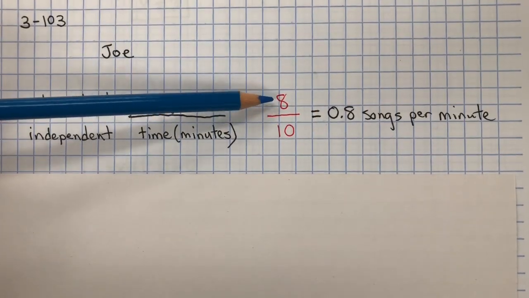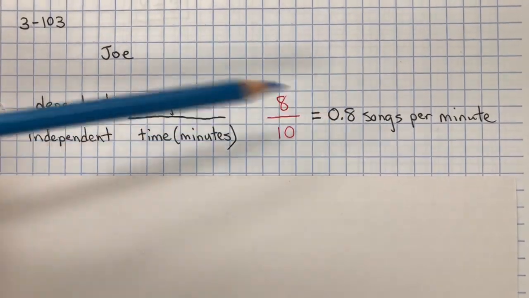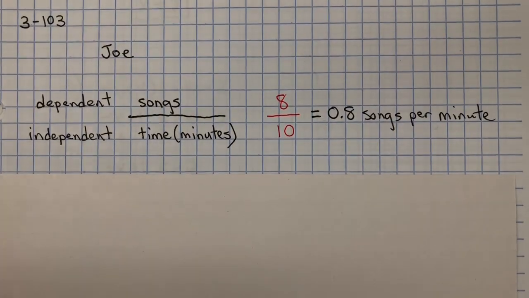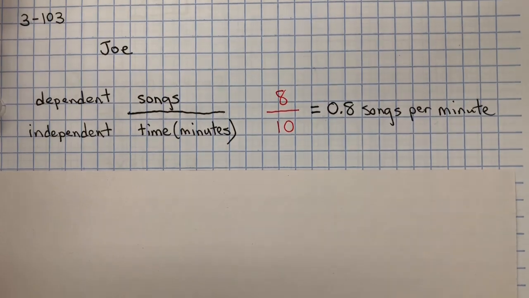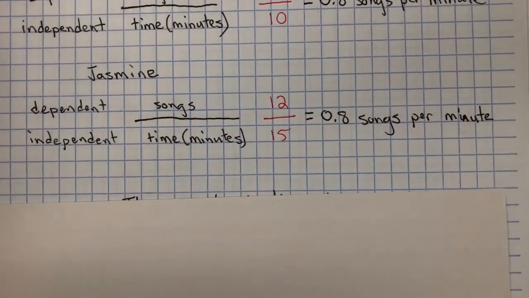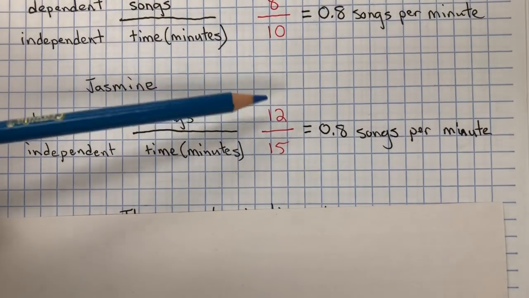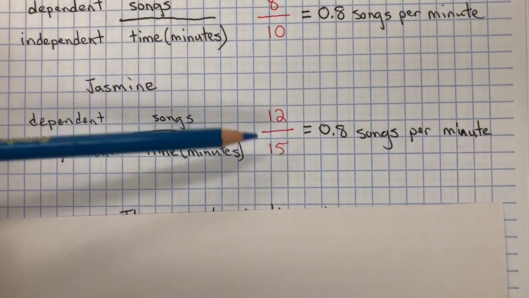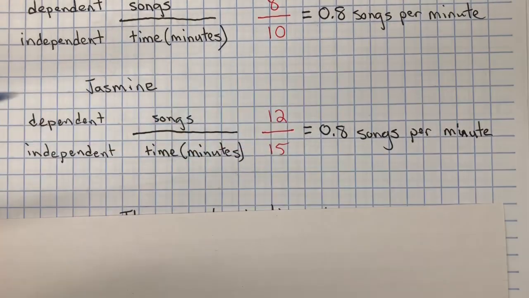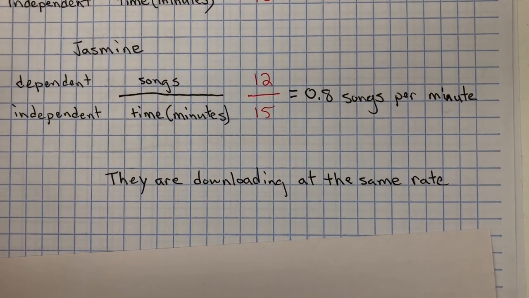And Joe can download 8 songs in 10 minutes. 8 divided by 10 is 8/10. So Joe can download 8/10 of a song per minute. For Jasmine, I set it up the same way, dependent over independent, and she can download 12 songs in 15 minutes. Well, 12 divided by 15 is 8/10. So both are downloading at the same rate.